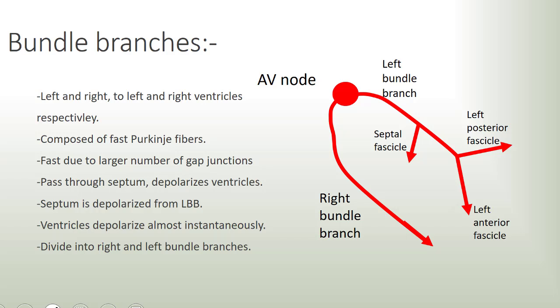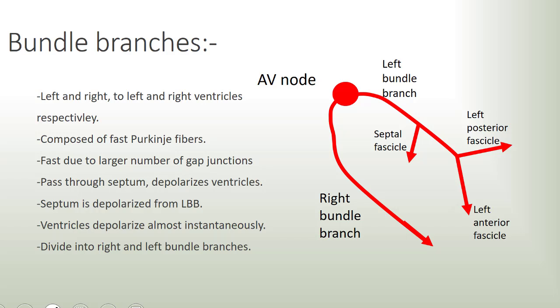Now, as the AV node divides into the left and the right bundle branches, the bundle branches are composed of fast Purkinje fibers, because they contain a larger number of gap junctions, this offers very little resistance to the flow of ions through them. These bundles pass through the septum, and the right bundle branch will then go to the right ventricle to depolarize it. The left bundle branch will then divide into the left posterior and anterior fascicle to depolarize the left ventricle.